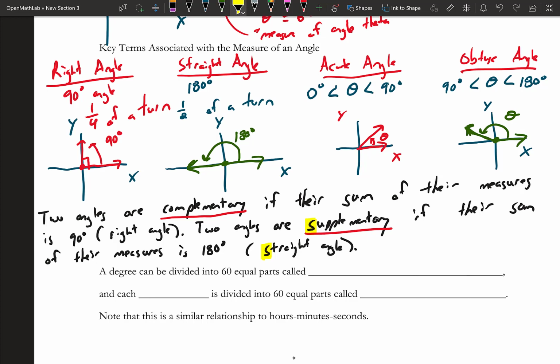Then we have some more terms to look at. I promised this section was going to be a lot of terms. A degree can be divided into 60 equal parts, and these are called minutes.